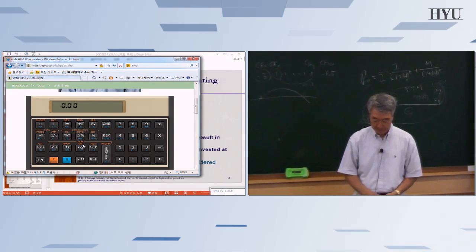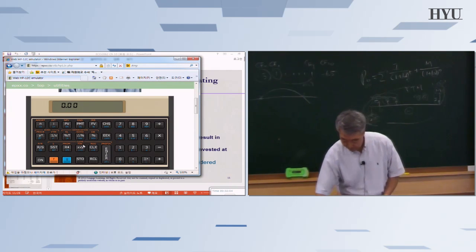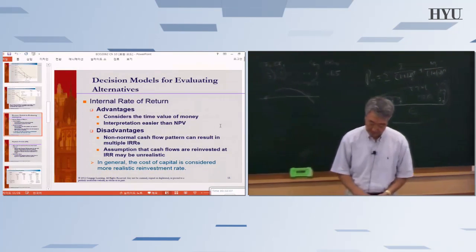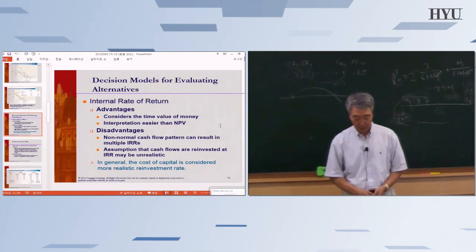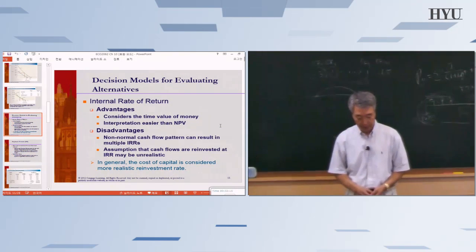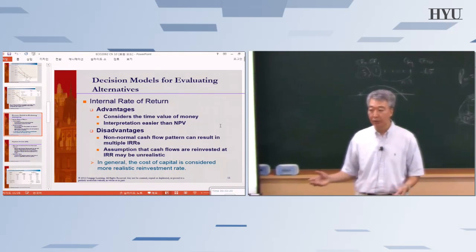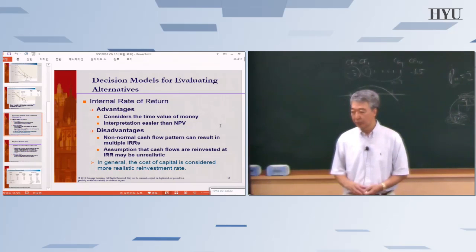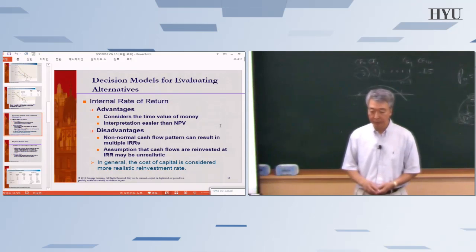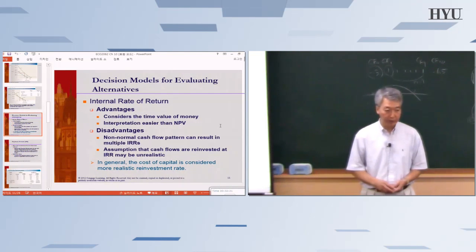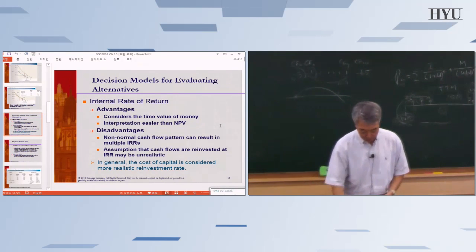All right? Okay? Now, we also talked about the assumption that the cash flows are reinvested at IRR, which may be unrealistic because not all projects are the same. Some projects are profitable, some are not. So IRR assumes that all the money is reinvested at the same rate, and that's why we prefer the net present value approach over IRR.